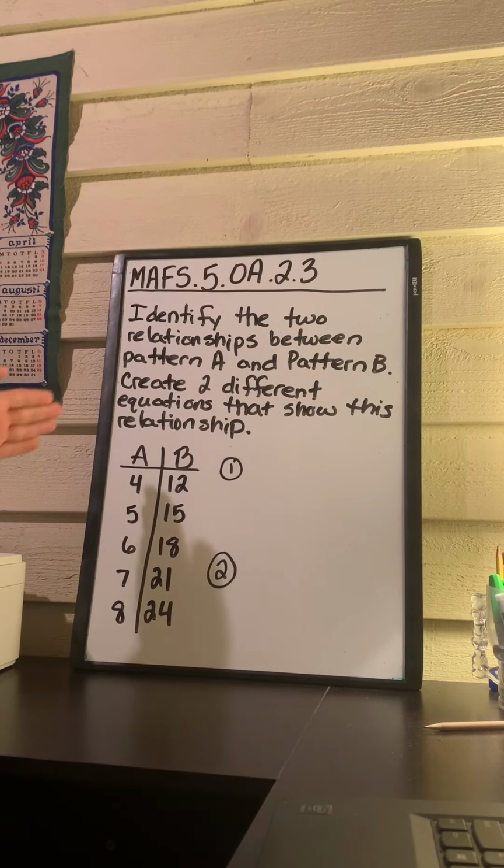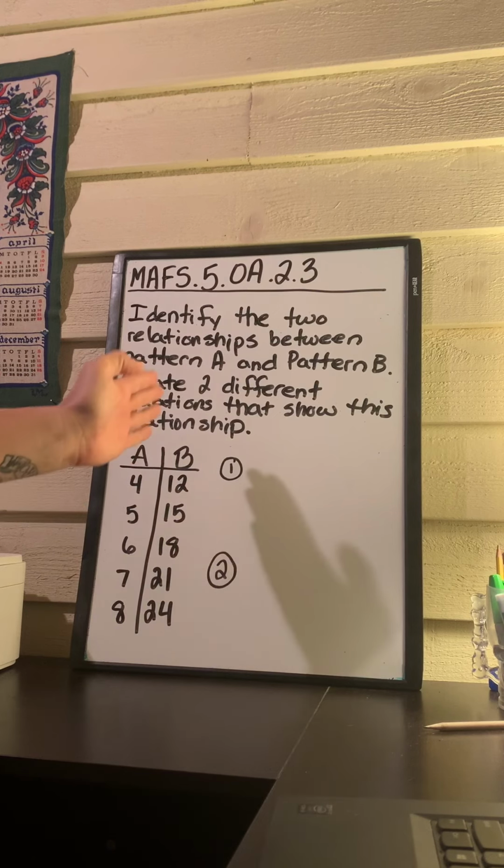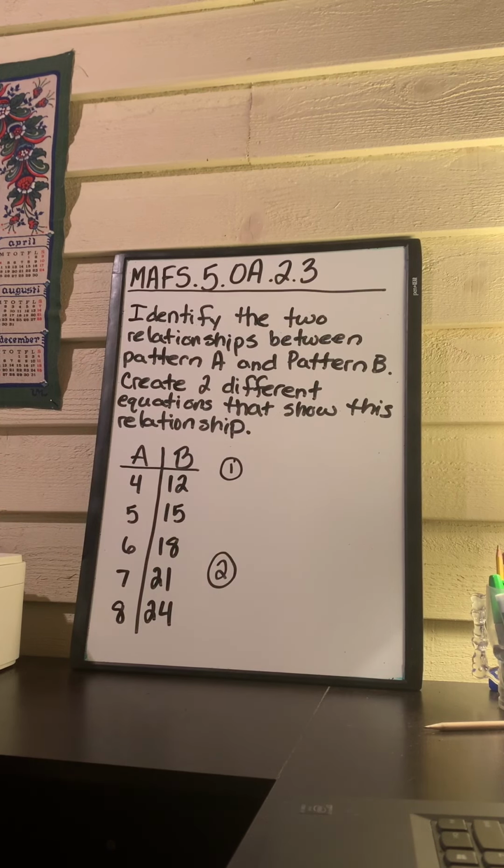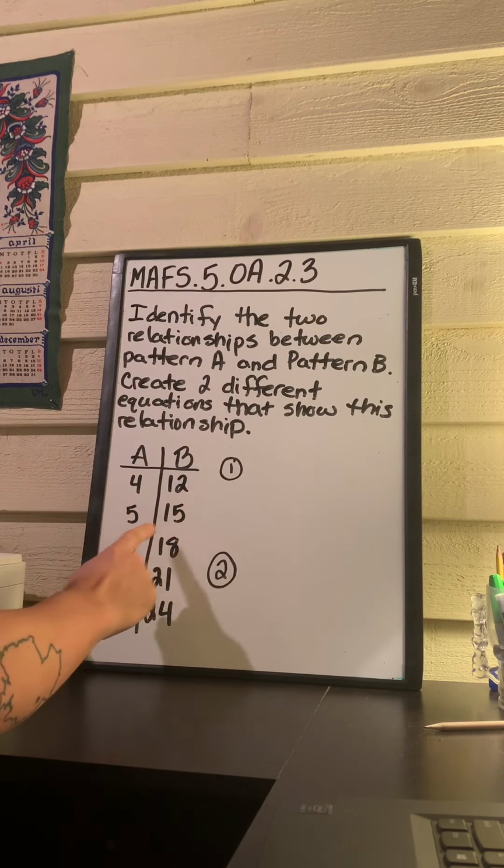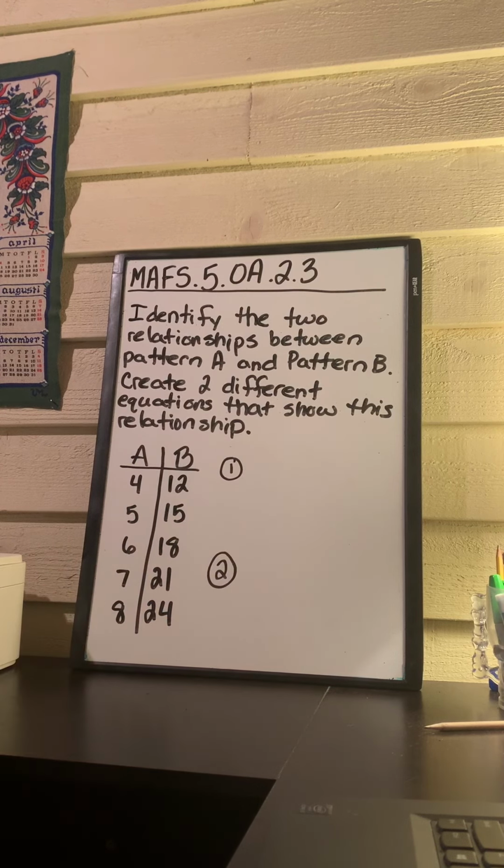So let's start with, how do I get from pattern A to pattern B? Well, if I notice, every single number in A, you have to multiply by 3 to get B. 4 times 3, 5 times 3, 6 times 3, and so on. So in order to get pattern B, we're going to multiply our A's by 3.